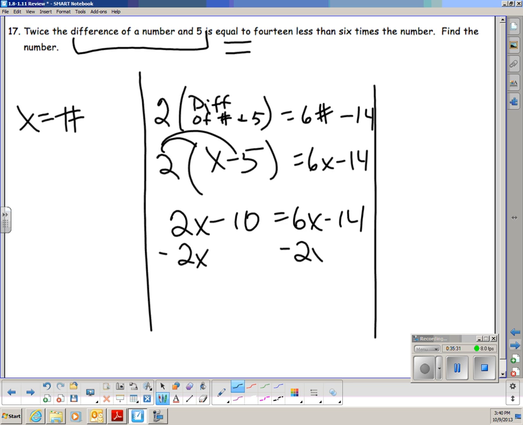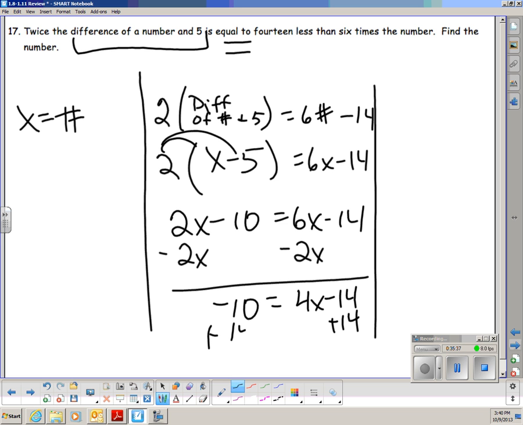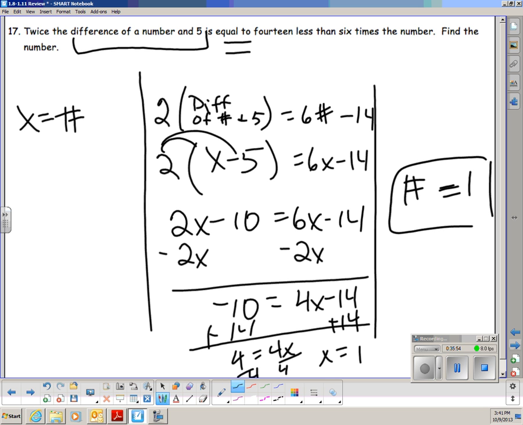Subtract 2x on both sides. We get negative 10 equals 4x minus 14. Add 14 to both sides. I get 4 equals 4x, divided by 4. x is 1. So the number is hopefully just 1. That's my final answer.